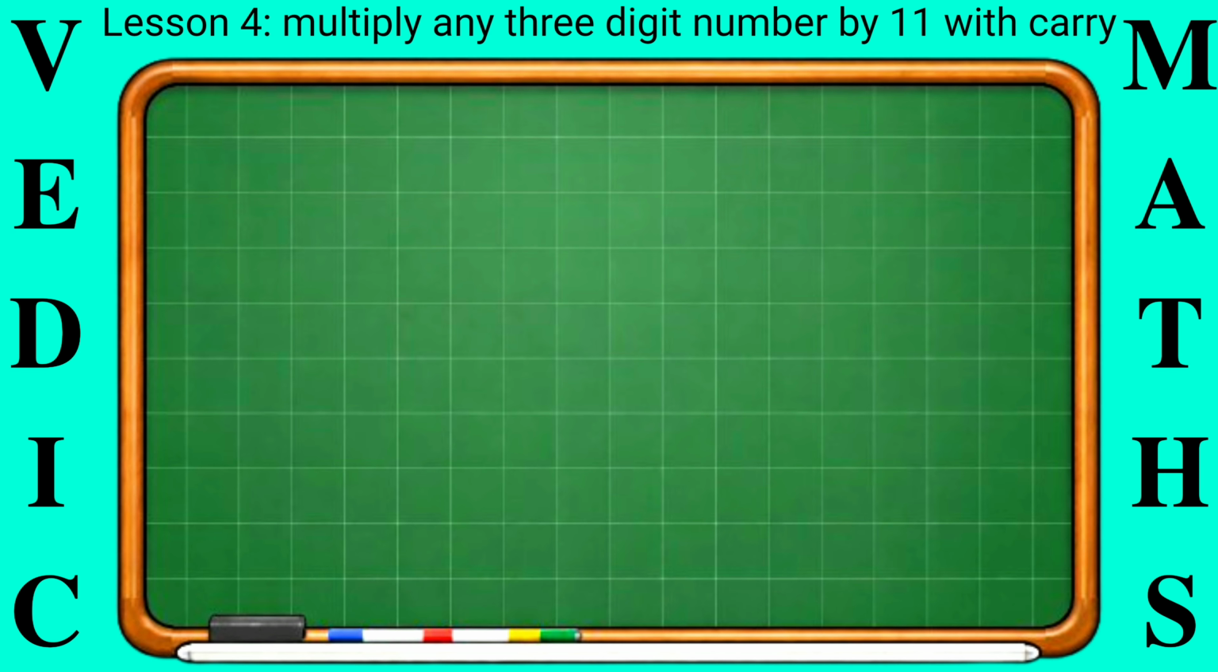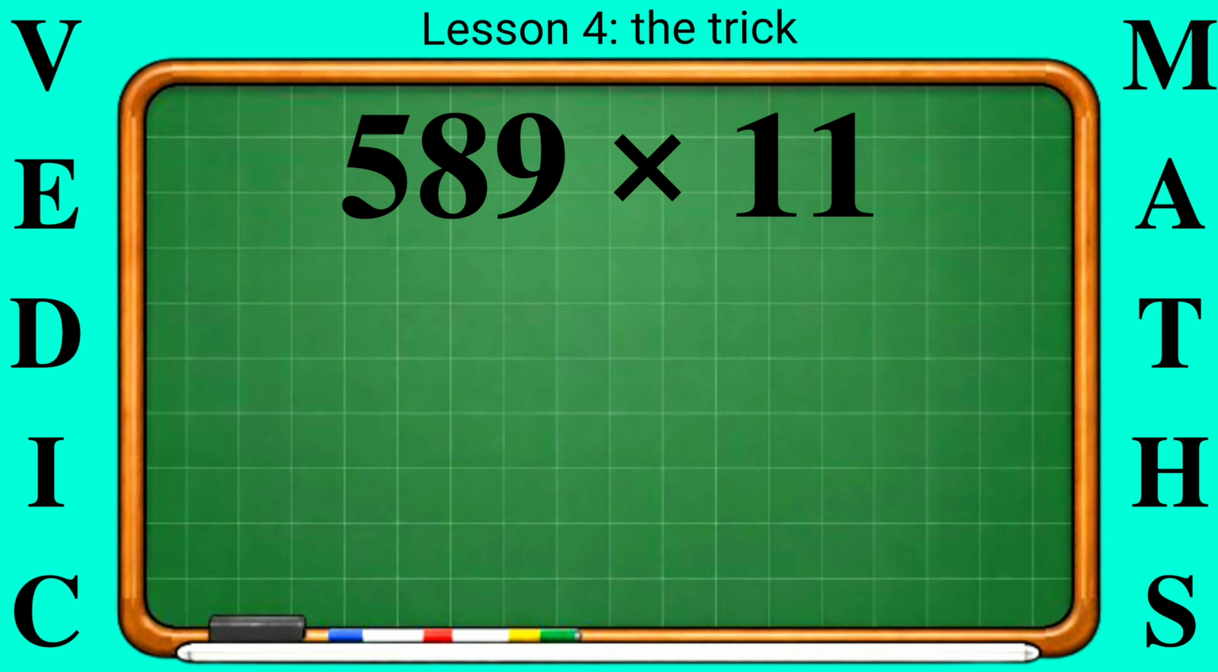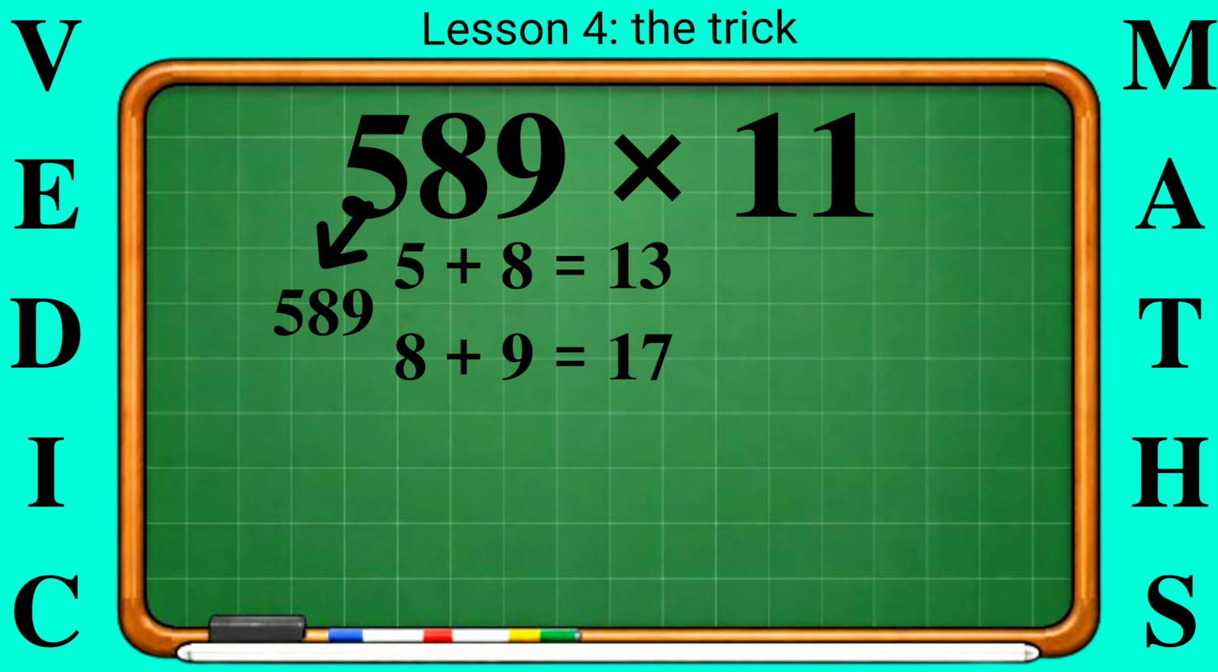Welcome to Vedic Maths Lesson 4. Here we will learn to multiply any three-digit number by 11, but this time there's a carry. So let's start. Now we shall try 589 times 11. First, let's add the middle digit with its neighbor digits, just like we did in the previous video. So 8 plus 9 equals 17 and 5 plus 8 equals 13.